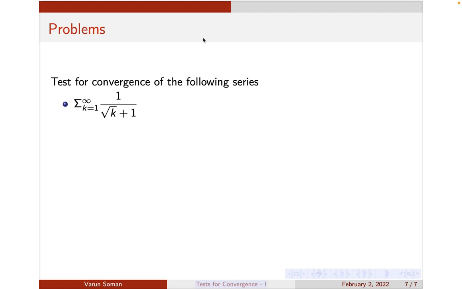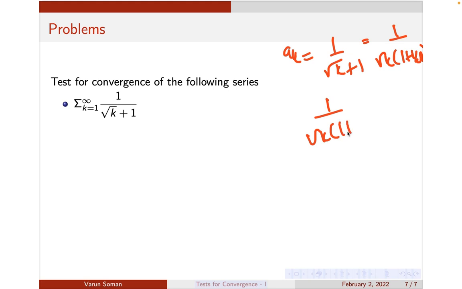Okay, look at the series 1 by root k plus 1. As I told you, your uk is actually 1 by root of k plus 1. Only the root is there for k. So what will you do? Take the maximum power of k from the numerator and denominator. In the numerator there is no power of k; in the denominator, if I take root k outside, you will get 1 plus 1 by root k. So the maximum power in the denominator is root k, and the effective power of k is actually 1 by root k. So you take your bk as simply 1 by root k.